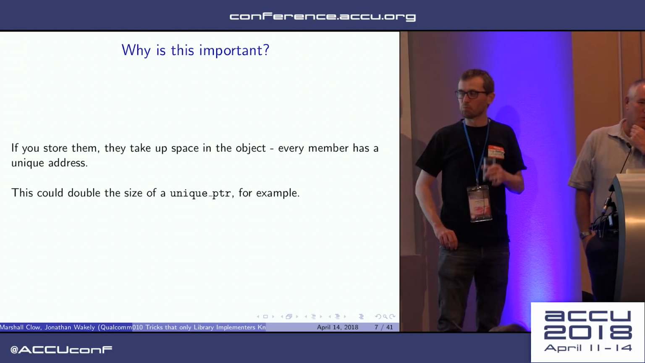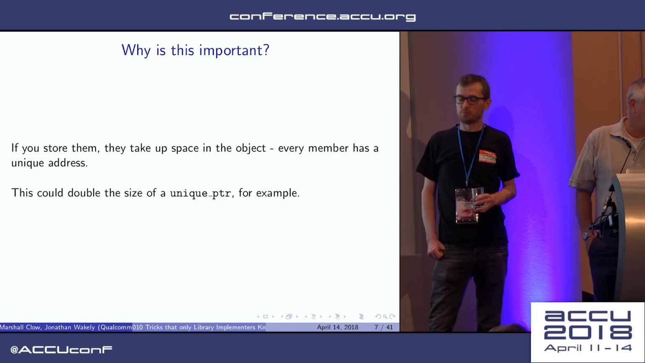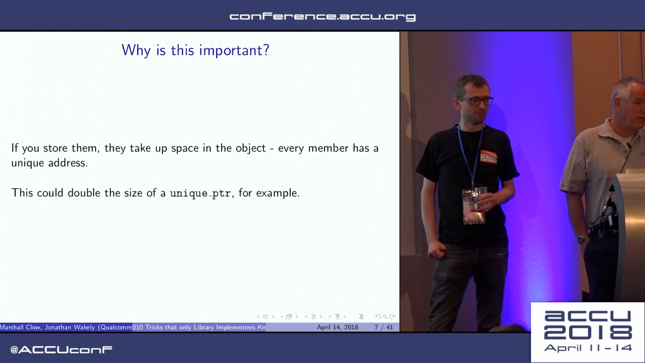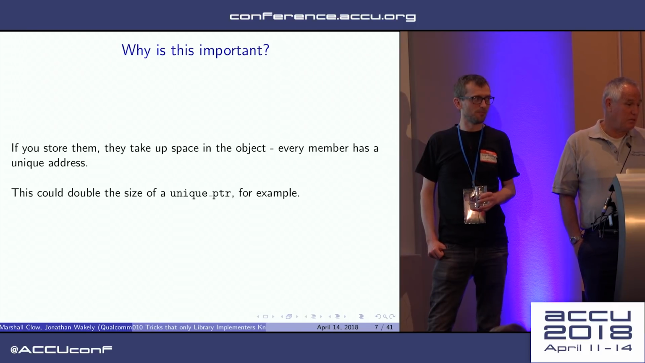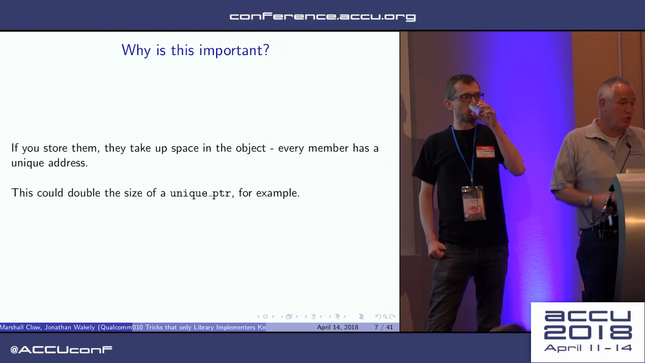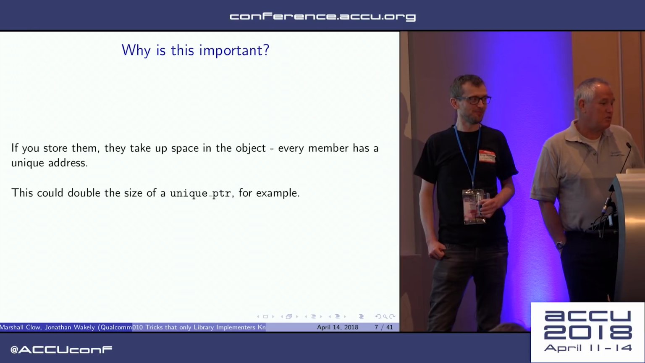Anyway, so I already touched on this before, but why is it important? If you store them, they take up space in the object, and there's no good reason to take up this space. In unique pointer, unique pointer has two fields. It has a pointer and it has a deleter. The pointer is, let's say, 4 bytes. If we store the deleter and it's empty, it's still going to take up a byte. That means that the unique pointer is going to be 8 bytes long due to alignment restrictions. That's twice as big. And if you have a vector of 1,000 of them, suddenly your vector is holding 8,000 bytes, of which 4,000 bytes are just empty space. Padding. Thank you, that's the word I was looking for.